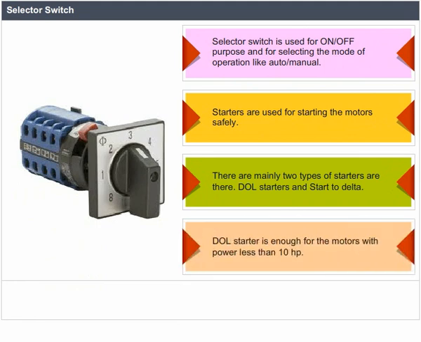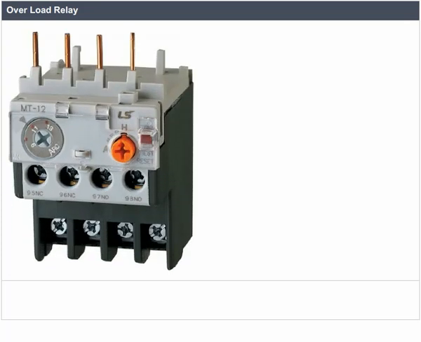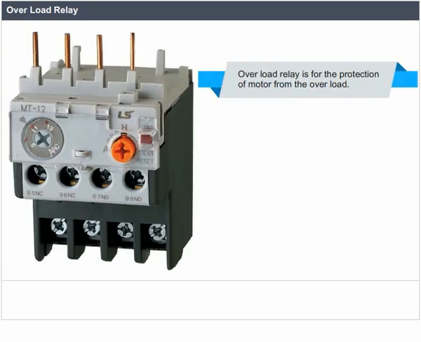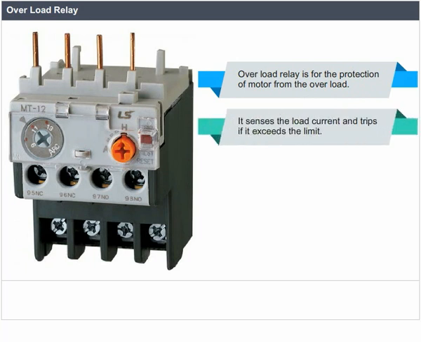Overload relay. An overload relay is for the protection of the motor from overload. It senses the load current and trips if it exceeds the limit. The current limit has to be set manually. It should be 80% of the full load current.